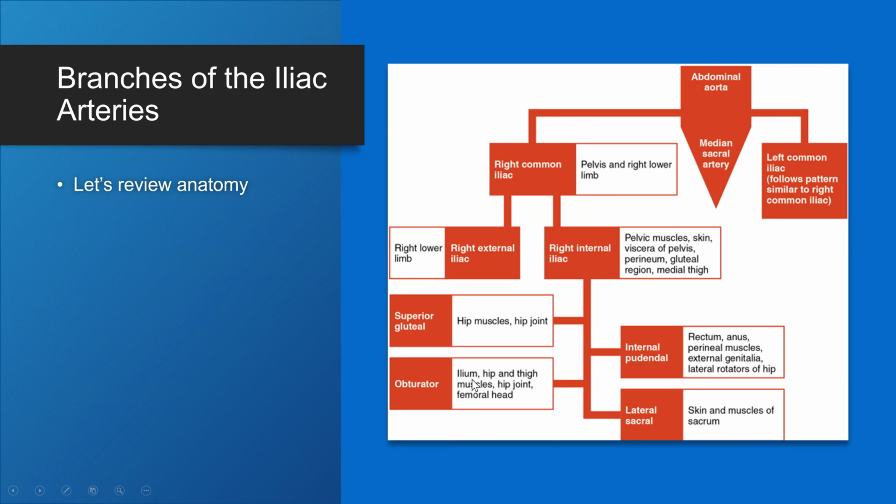Obturator will bring blood to the hip and thigh muscles, hip joint, femoral head, superior gluteal to the hip muscles and hip joint, internal pudendal brings blood to the rectum, anus, perineal muscle, external genitalia, lateral rotators of hip, and lateral sacral, skin and muscle of sacrum, right? So, that's abdominal aorta, has two branches, right and left, common iliac, and each of them will branch into these blood vessels.